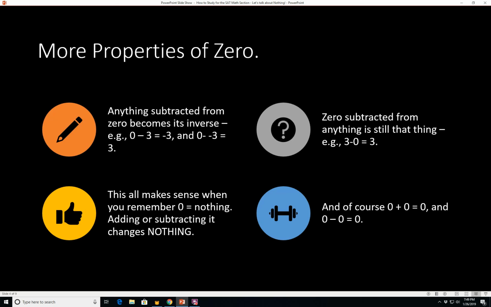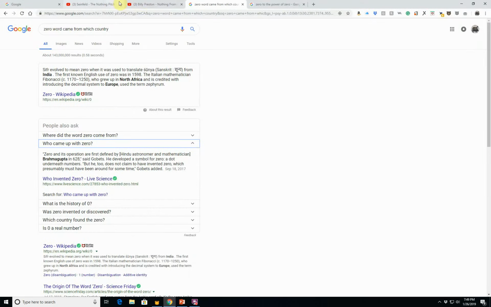More properties of zero. Anything subtracted from zero becomes its inverse. So if we take 3 and subtract it from 0, we get -3. And if we subtract -3 from 0, we get 3. 0 subtracted from anything is still that thing. That means 3 minus 0 is 3. Sorry about that. Obviously, this all makes sense when you remember that 0 is equal to nothing. So adding it or subtracting it changes nothing, if you'll pardon the pun. Adding nothing changes nothing. Subtracting nothing changes nothing. And of course, 0 plus 0 and 0 minus 0 equals 0.